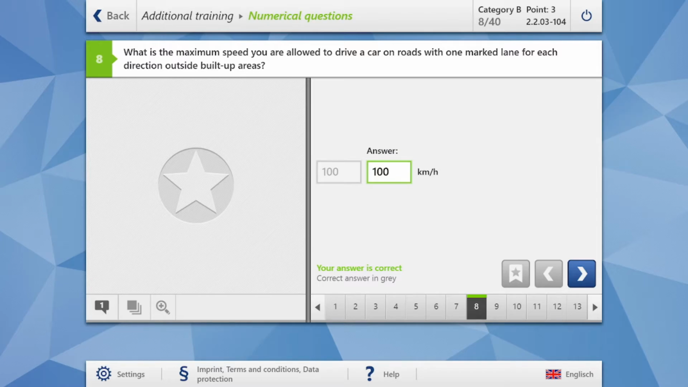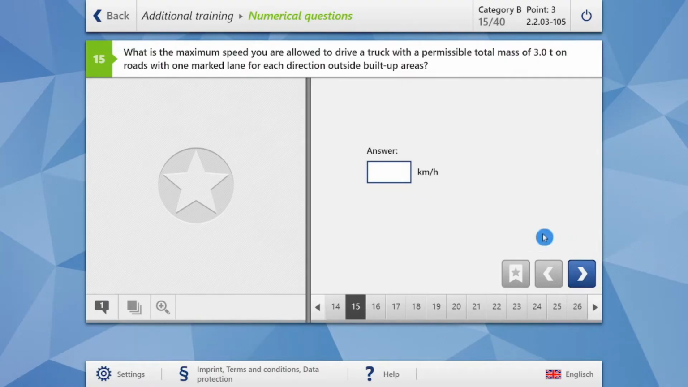Let's look at the next question. What is the maximum speed you're allowed to drive a truck with a permissible total mass of 3 ton on roads with one marked lane for each direction outside built-up areas? Again, the same tip number 1. This truck is not with the trailer, it is without trailer, and hence the answer is again 100 km per hour.